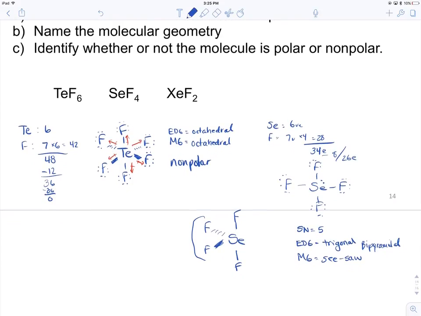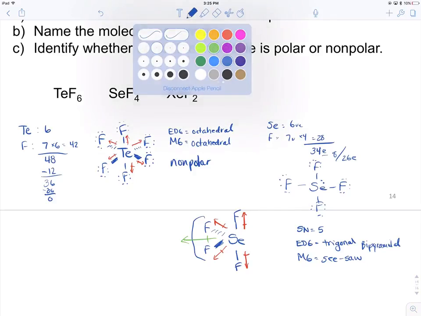In terms of my bond dipoles, we have a pair of opposite dipoles here on the axis, so those will cancel, but the dipoles shown on the left side of the structure would add to give a net molecular dipole in that direction. So this is a polar molecule.